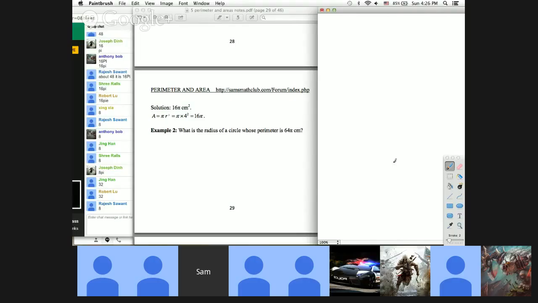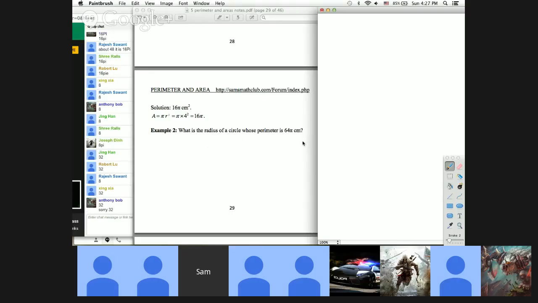Oh, a lot of conflicting answers. I did say perimeter, right? So if you read carefully, it says radius of a circle whose perimeter. I might have said area. I don't know. A lot of conflicting answers makes me think that I said area. But it's actually what is the radius of a circle whose perimeter is 64 pi?